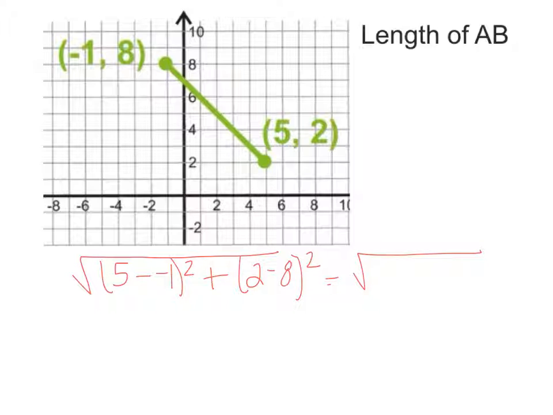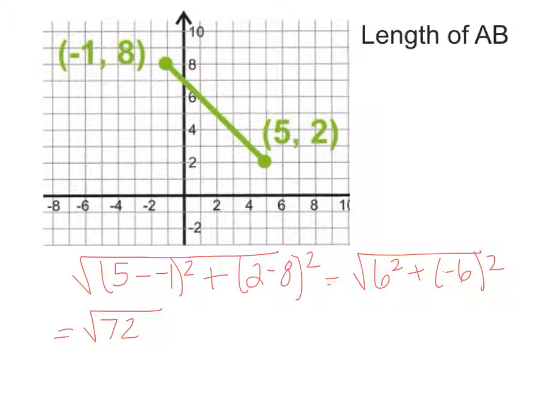5 minus a negative 1 gives me a 6 squared, plus 2 minus 8 is a negative 6 squared. Be careful if you're going to do that in your calculator. You will want to make sure you put parentheses around it. When you add a 6 squared and a negative 6 squared, this gives us the square root of 72.